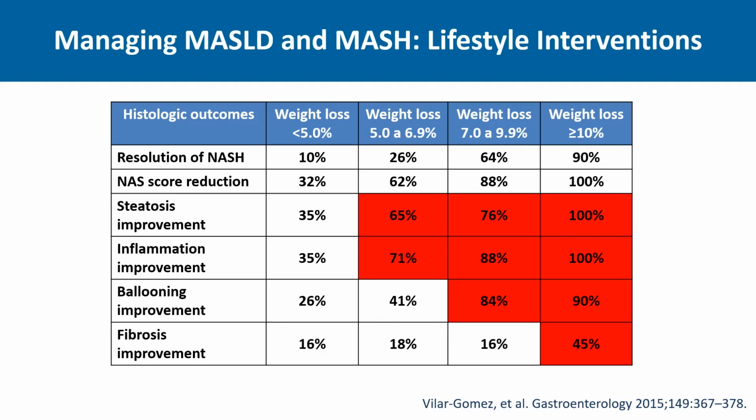But how much weight loss? 5% to improve fat, 7% to improve the inflammation, 10% weight loss to improve even the scarring tissue. And that goes in line with what we see in bariatric surgery, that if you have a lot of weight loss, even the fibrosis can go down. Not everybody, we don't understand that turning point, but many patients are able to decrease the amount of fibrosis.